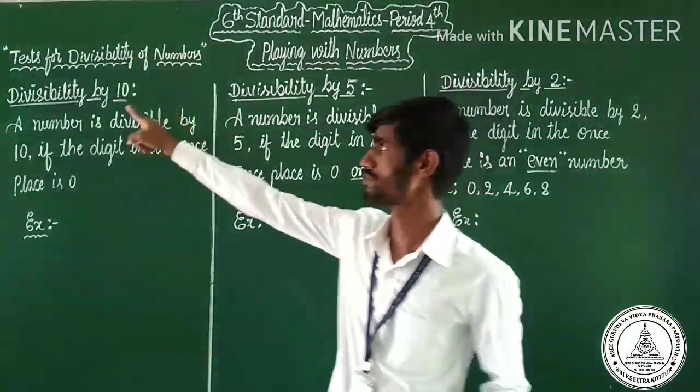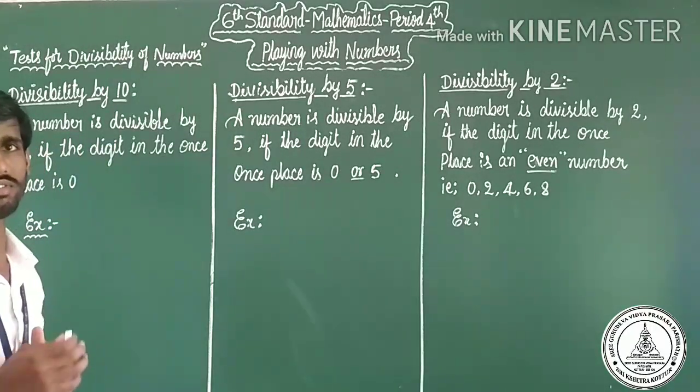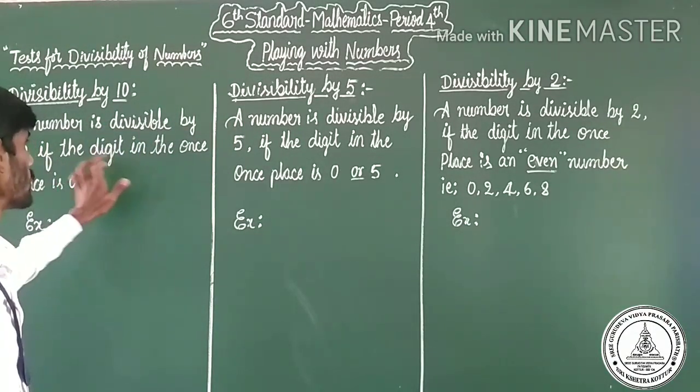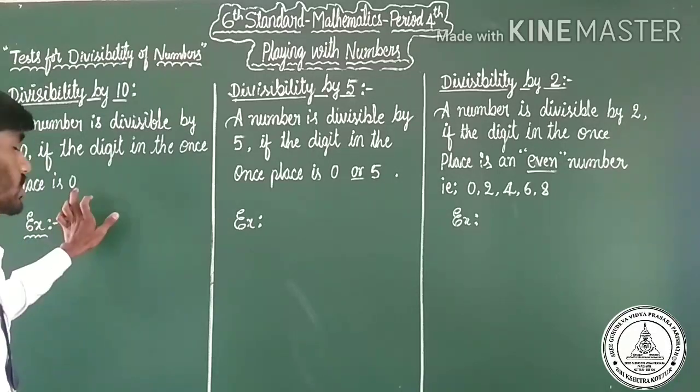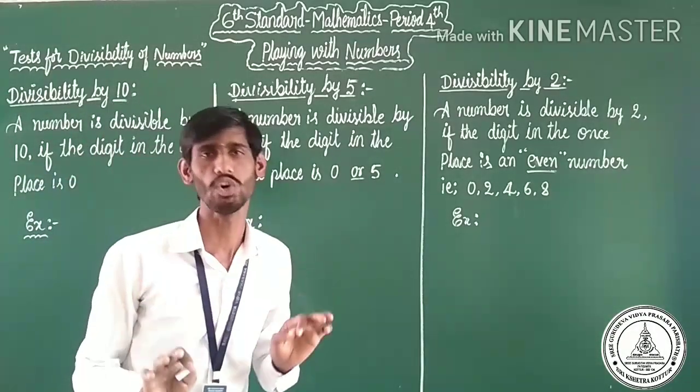Let us start from divisibility by 10. What is the statement or the condition of divisibility by 10? A number is divisible by 10 if the digit in the ones place is 0. This is the condition. The ones place must be occupied by 0.